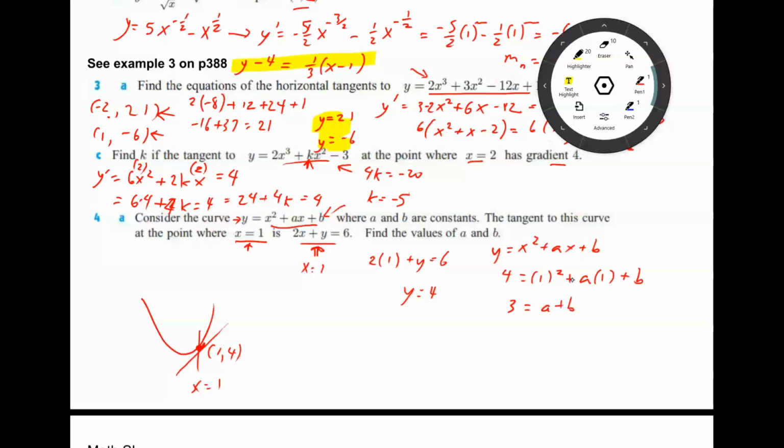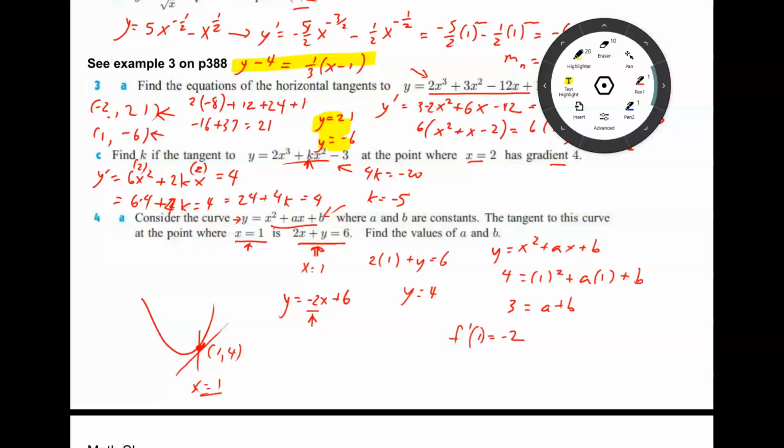All right, what about the tangent to this curve? The tangent to the curve is 2x plus y equals 6. What is the gradient there? It's going to be y equals negative 2x plus 6. So now it's in gradient-intercept form. The gradient is negative 2, right? So that means that the derivative of the function at x equals 1 is equal to negative 2, correct?